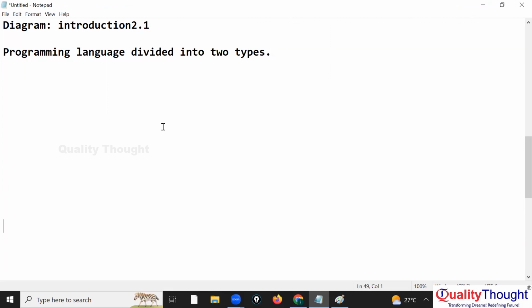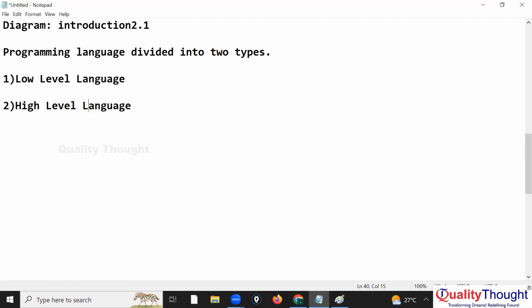So first one I can say low level language. Second, I can say high level language. Understood my point here now? So tell me, programming language is categorized into how many types? Two types. What are those? Low level language, high level language.